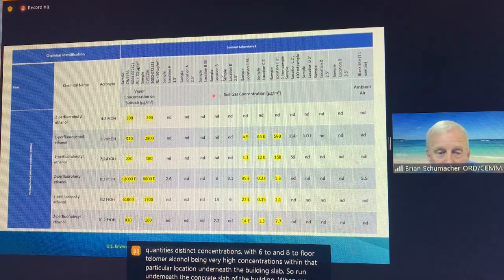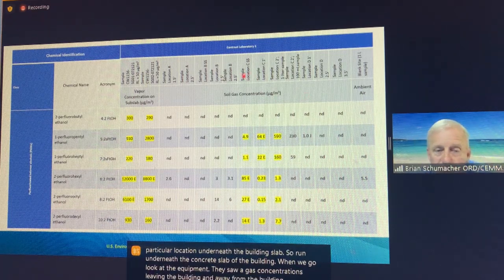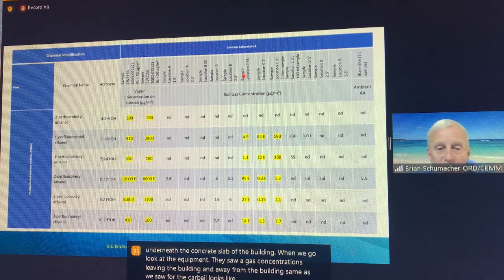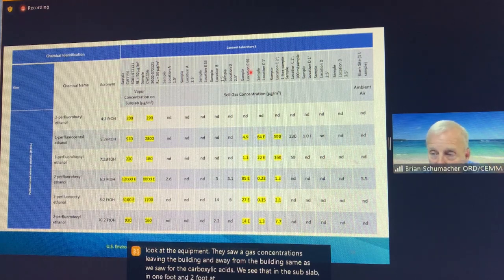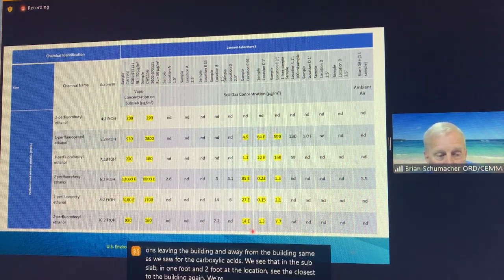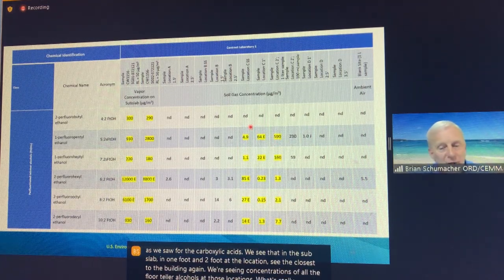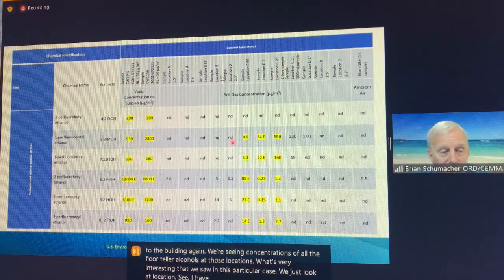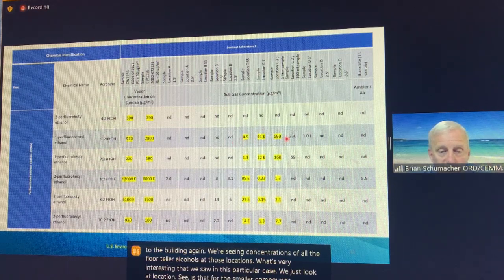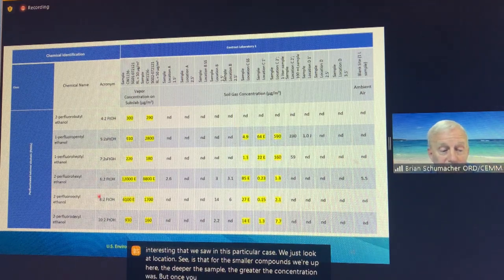When we go look at the equivalent soil gas concentrations leaving the building and away from the building, same as we saw for the carboxylic acids, we see it in the subslab, at 1 foot and 2 foot at location C, the closest to the building. Again, we're seeing concentrations of all the fluorotelomer alcohols at those locations. What's very interesting that we saw in this particular case, just looking at location C, is that for the smaller compounds, the deeper the sample, the greater the concentration was. But once you got to the 6,2, 8,2, and the 10,2, it was pretty much the opposite.